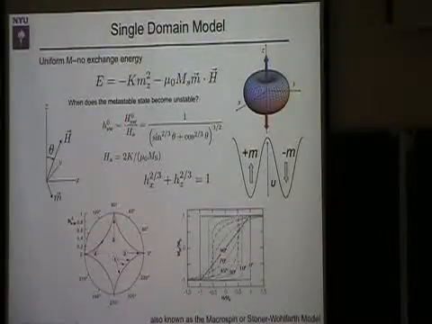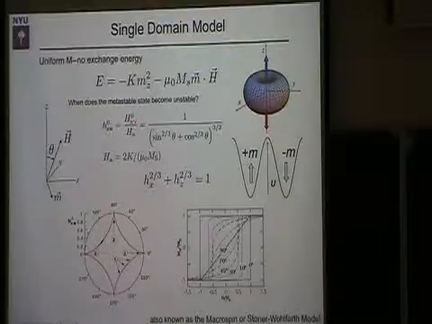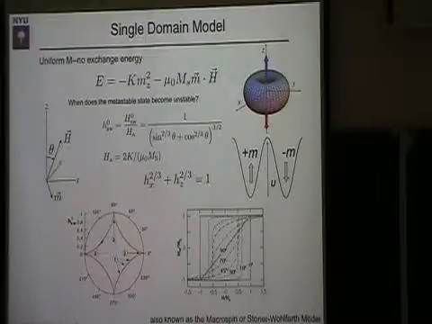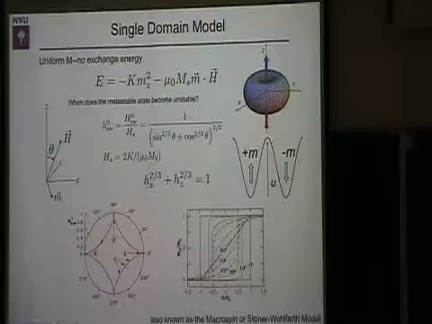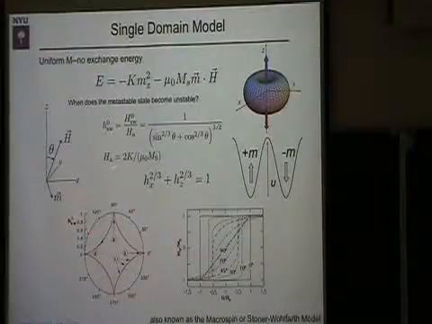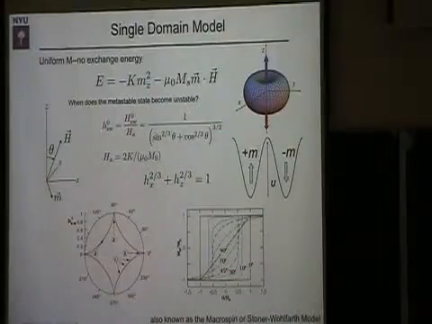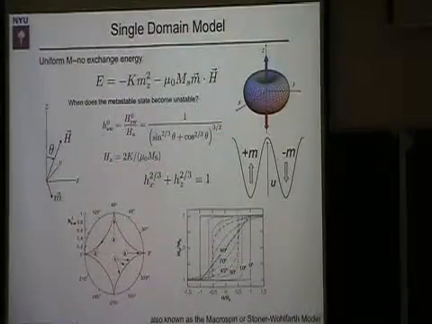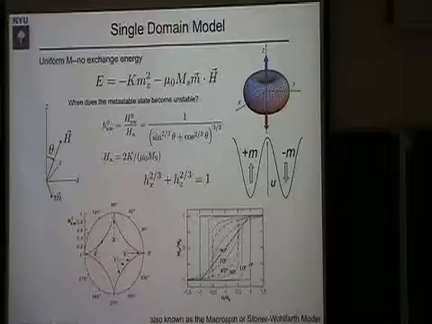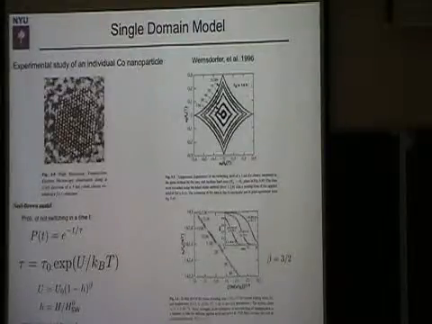This H_SW, that's the zero temperature switching field. Thank you for that question. The zero means that this is the switching field at zero temperature. This is the field at which the metastable state becomes unstable. And SW stands for Stoner-Wohlfarth. Are there other questions?